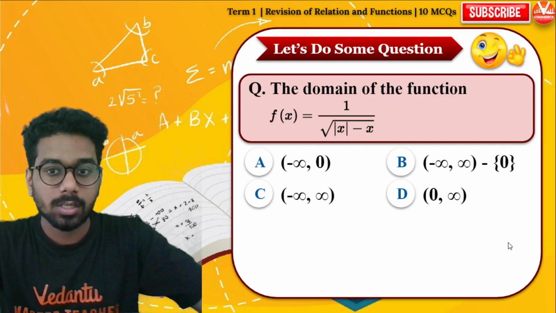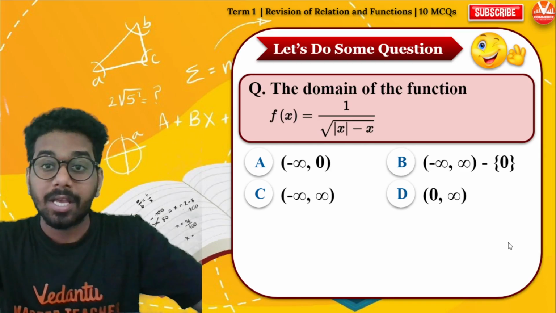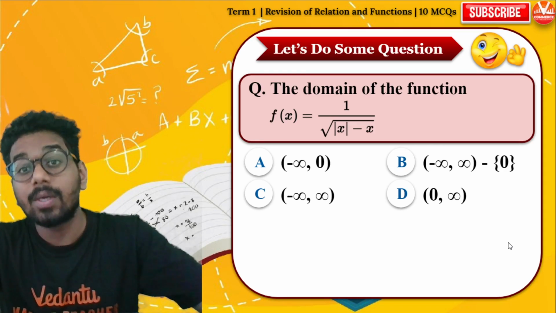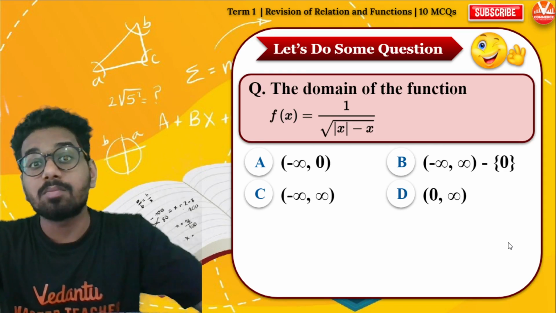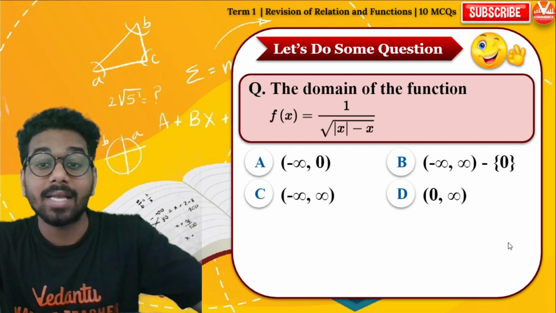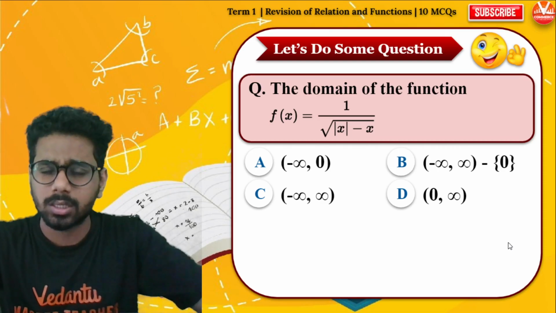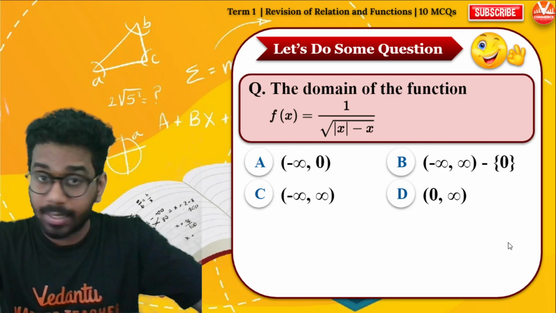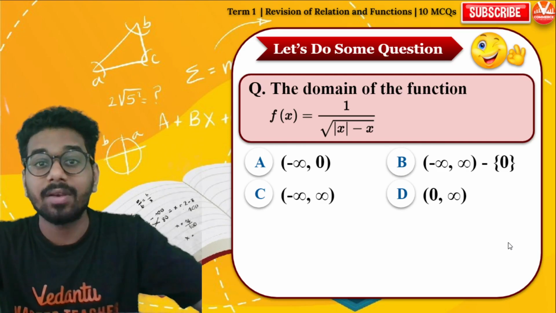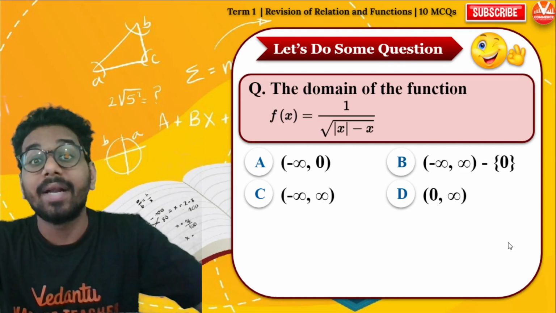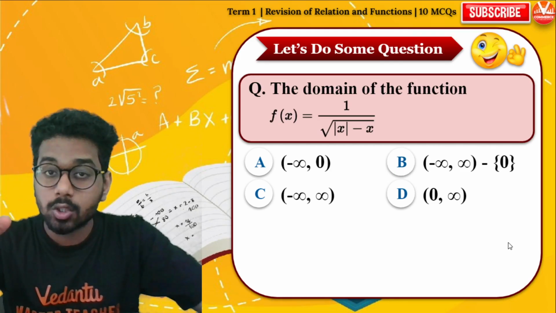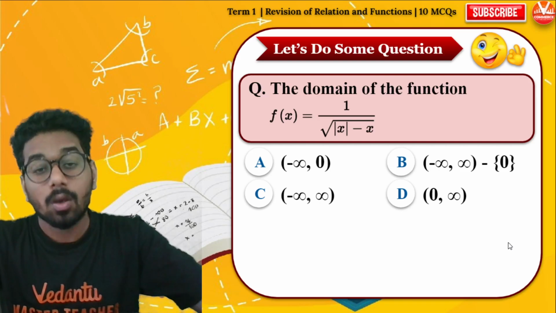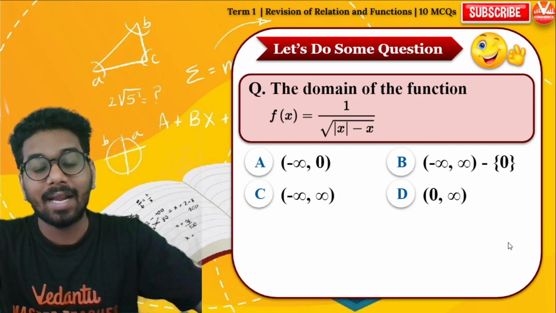But let's suppose x is less than 0. If x is less than 0, then mod x is minus x. So minus x minus x is minus 2x. Now the question arises, under root is having a negative sign. That's fine. Under root is having a negative sign, minus 2x. But x is also negative. So minus 2 into negative x will be a positive number at the end.